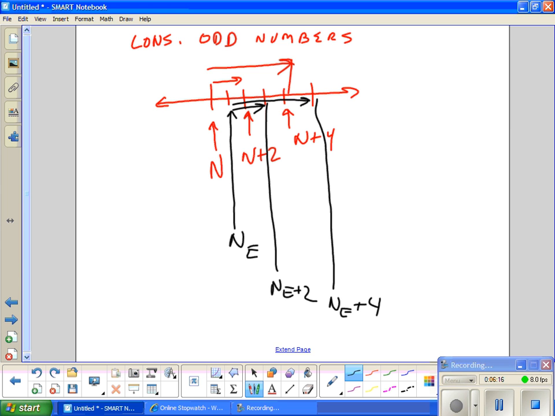Think about it. Why? Because you're always going every other. A gap between two odds is 2. A gap between two evens is 2.